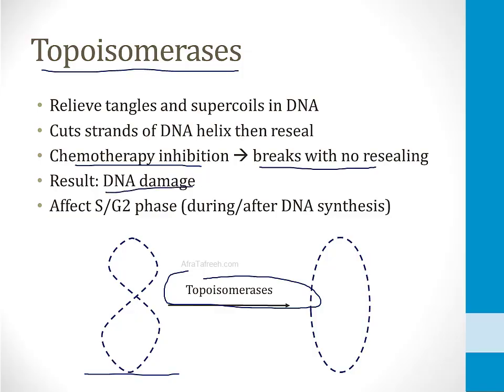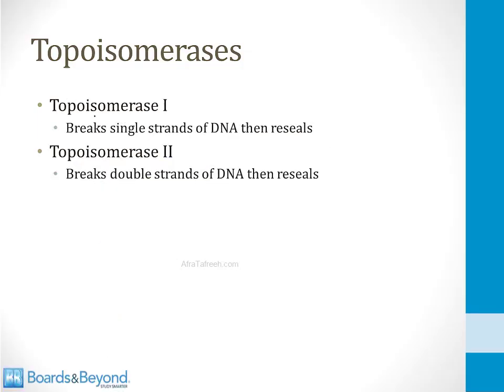This will result in DNA damage and cause cell death, and these drugs generally affect cells in the S and G2 phases. These are just after and during DNA synthesis. This is the time when the DNA tends to get supercoiled, and this is the time when those topoisomerases need to work properly. There are many different types of topoisomerase enzymes. Topoisomerase 1 breaks single strands of DNA and then reseals. Topoisomerase 2 can break double strands and then reseal.